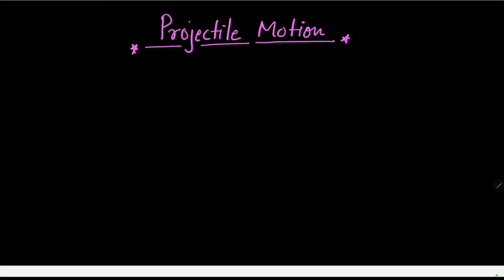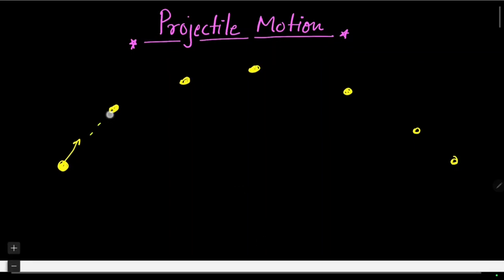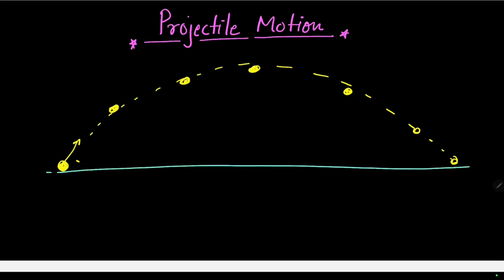Guys, in this video we'll be talking about projectile motion. I'm pretty sure you all have seen what happens when you kick a football. The football covers a path which looks something like this, right? Which is a parabola. Cool. So this is what is called projectile motion. Or in other words, you can say the path taken by an object in projectile motion would be a parabola.